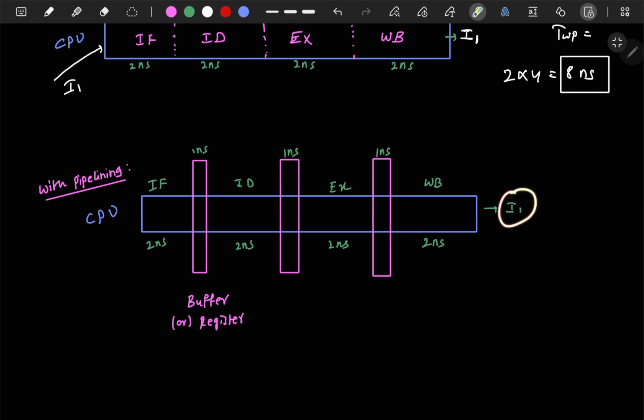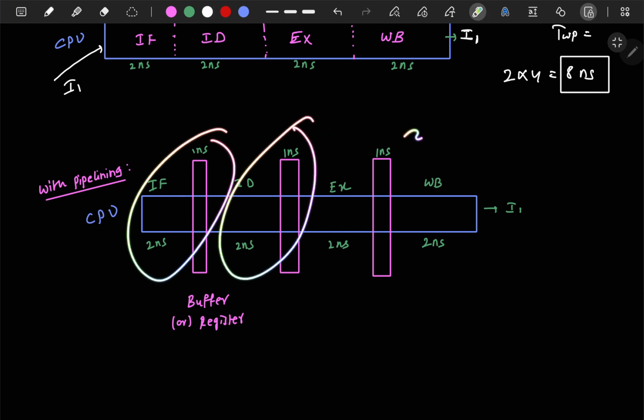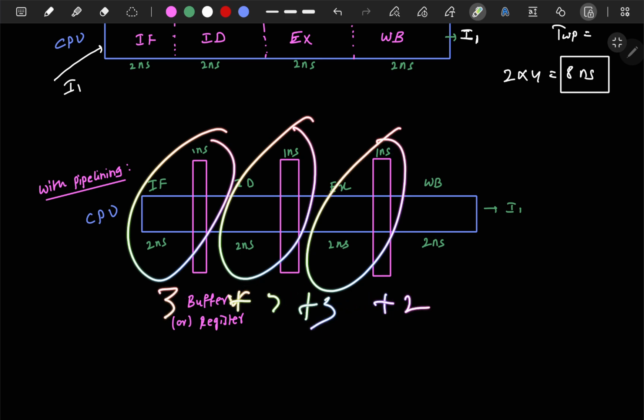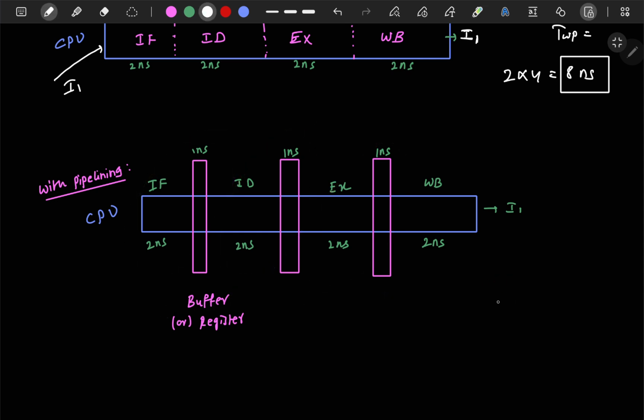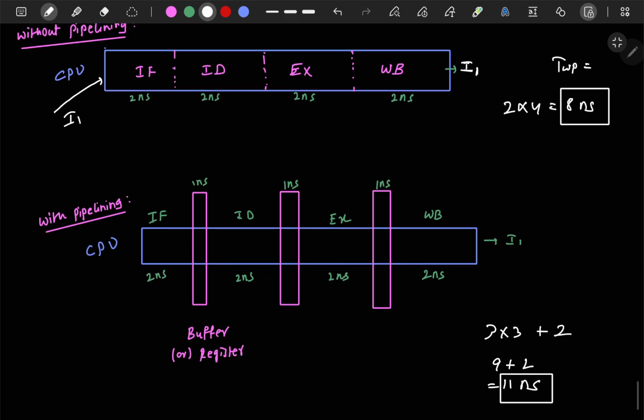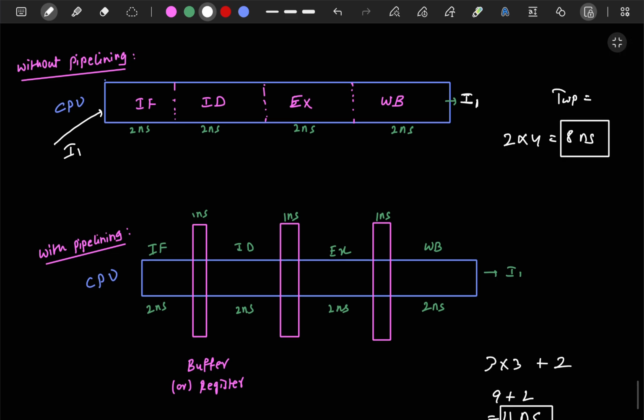Then we say that I1 is executed. How much time is it taking? Let's calculate. This part is 3, this part is 3, this part is 3, and the last is 2. So 3 into 3 is 9, plus 2, which is 11 nanoseconds. Can you see that? With pipelining it is taking 11 nanoseconds, and without pipelining it is taking 8 nanoseconds.